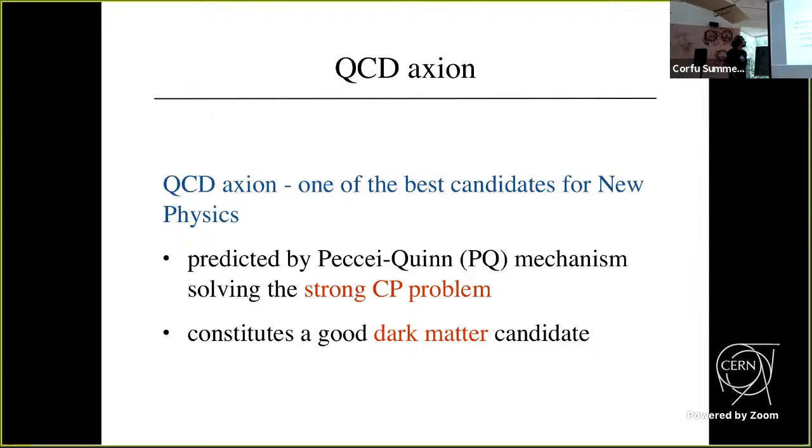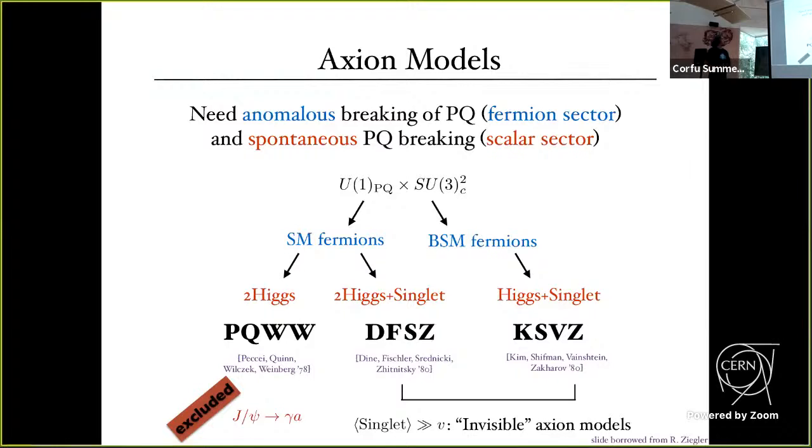I think many of us agree that QCD axions are one of the best candidates for new physics. It's predicted by the Peccei-Quinn mechanism that solves the strong CP problem. It's an extremely light particle, sub-eV in many cases, meV or micro-eV scale, and it constitutes a good dark matter candidate.